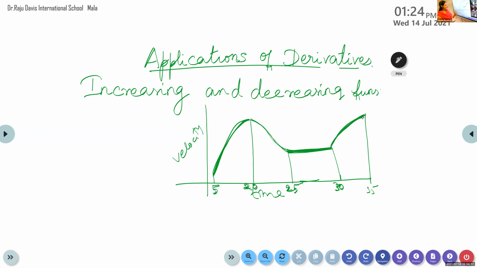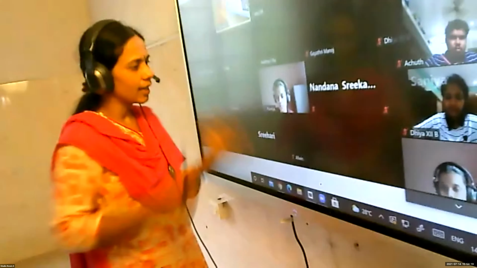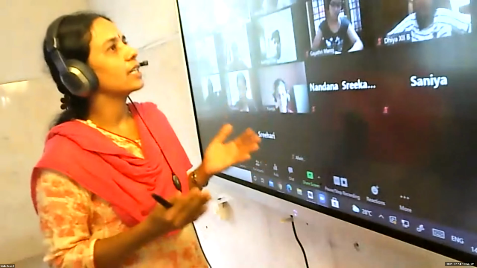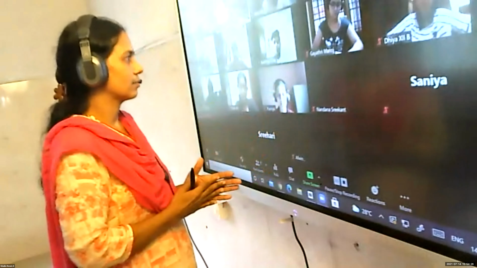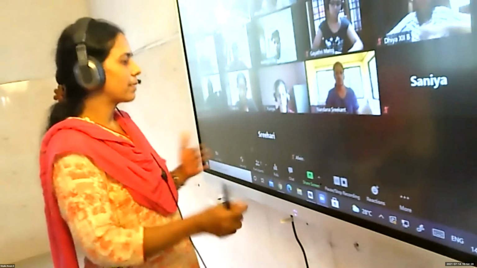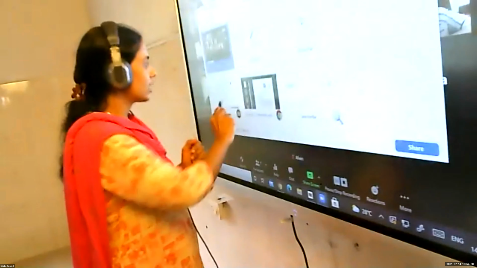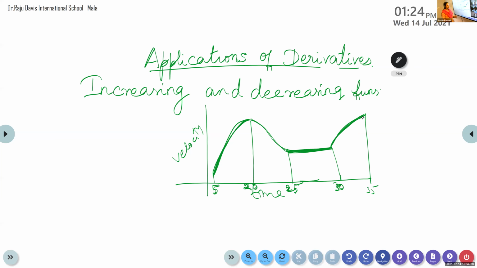Okay, so once a graph is given, from the graph we can easily understand whether it is increasing or decreasing. Is it clear? Why are we saying here it is an increasing function? As time increases, look here, time is increasing, 5, 6, 7. As time increases, correspondingly the velocity is also increasing. As time increases, velocity also increases.